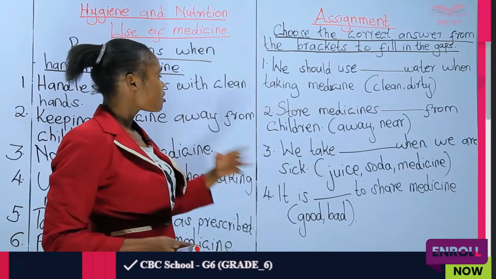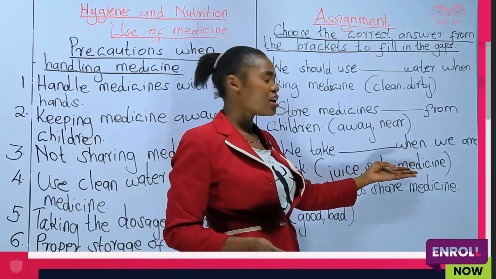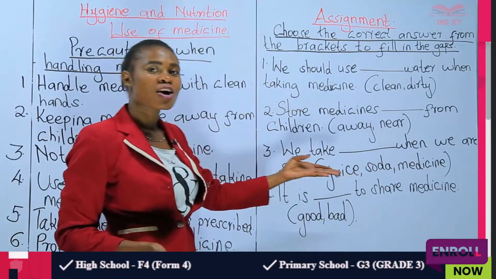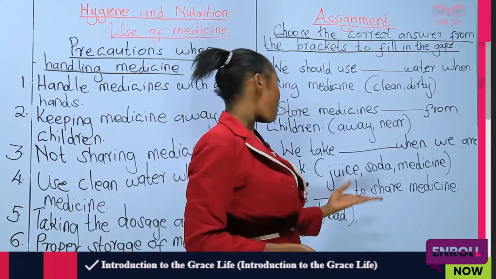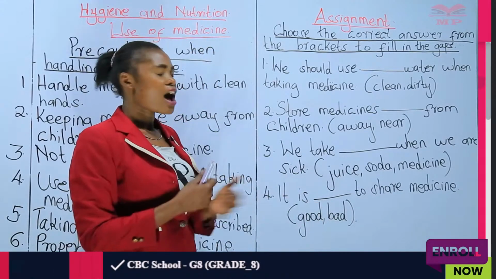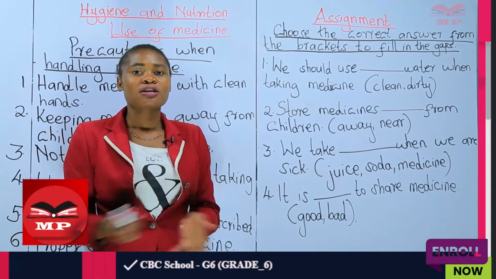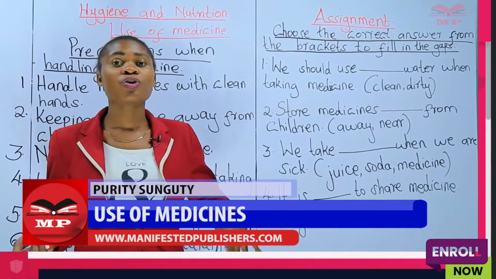Number 3, we take dash when we are sick. Juice, soda, medicine. So you select for me the correct answer. And lastly, it is dash to share medicine. Good, bad. Select the correct answer and fill in the blank space. So finish the assignments and make sure that you are going through your work.